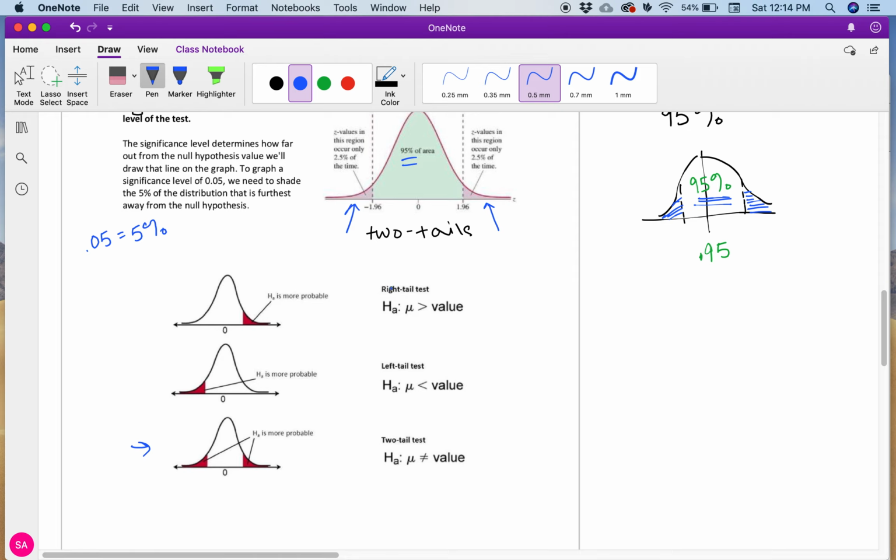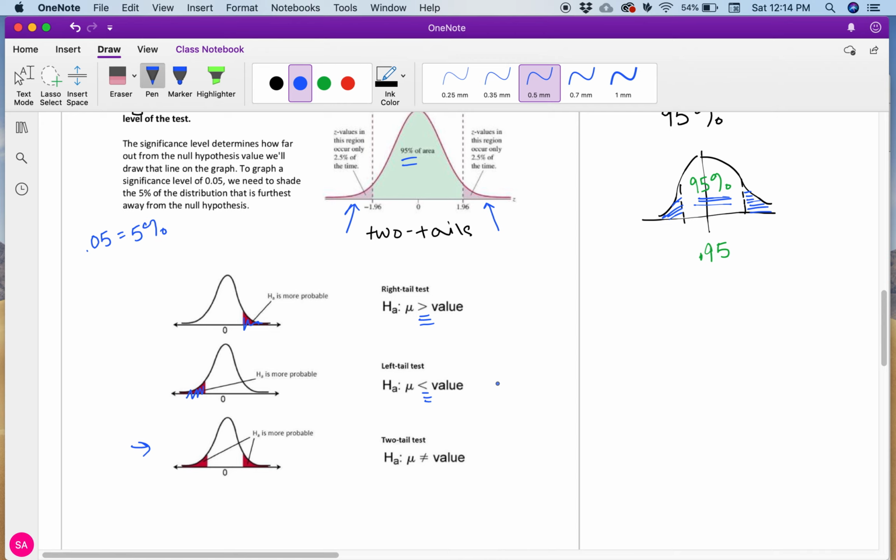So a right-tailed test, that's when we had that greater than. That's when we have a tail to the right. And then the left-tailed test, same idea. That's a less than symbol, or it's pointing to the left, and we have a left tail.